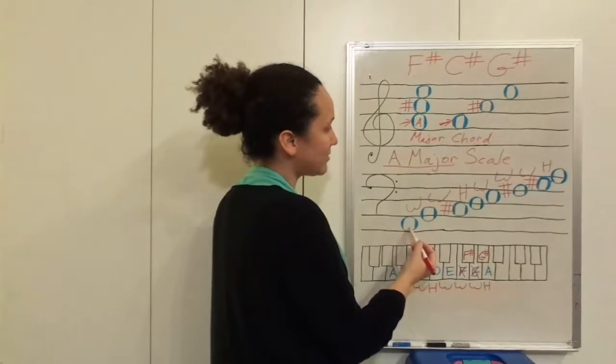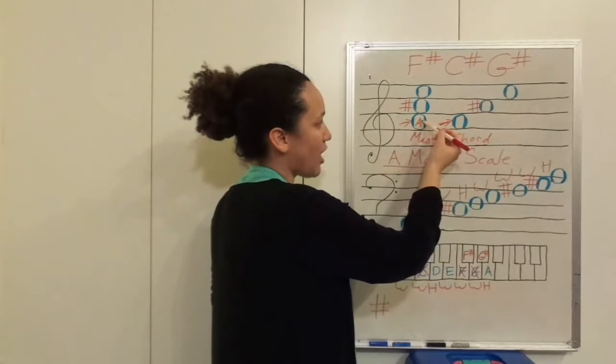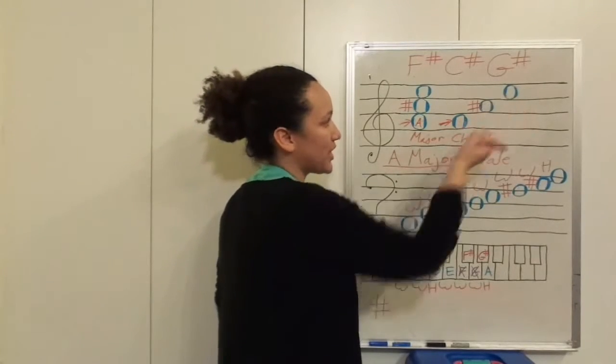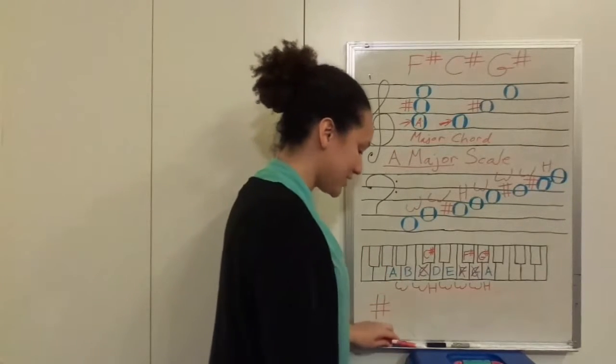A major scale, A major chord, and an A major chord that's all broken up. This one's blocked or all together, and this one is broken up or separate. Go ahead and take out your flashcards.